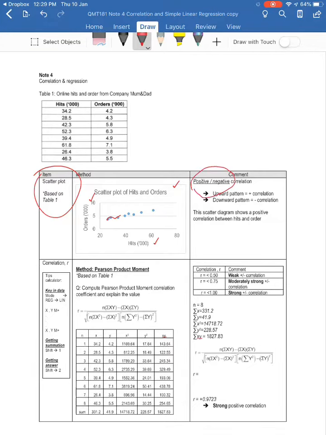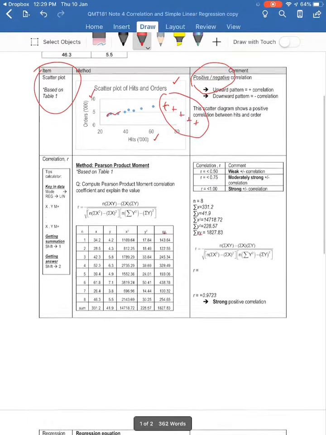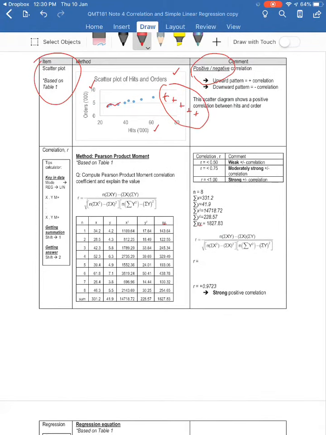If the pattern is moving upward ke atas macam ni, this is positive correlation. Kalau dia punya dot tu ke bawah macam ni, this one is negative correlation. And another one in this correlation is you need to calculate the correlation value R. You need to calculate based on this formula.